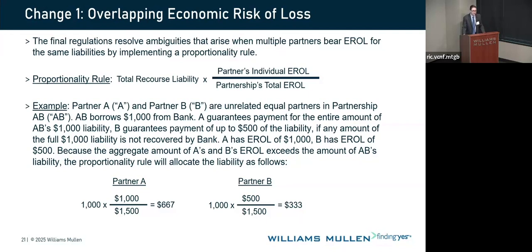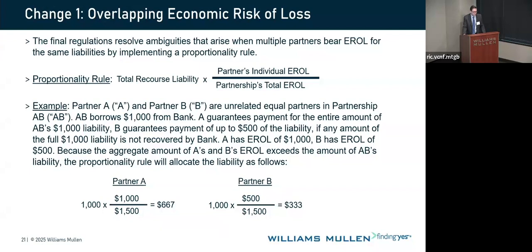And that formula is pretty simple. It's just going to be your total recourse liability, and then it's multiplied by the fraction, which is the partner's individual economic risk of loss over the total economic risk of loss. And that kind of creates your recourse liability for each corresponding partner.